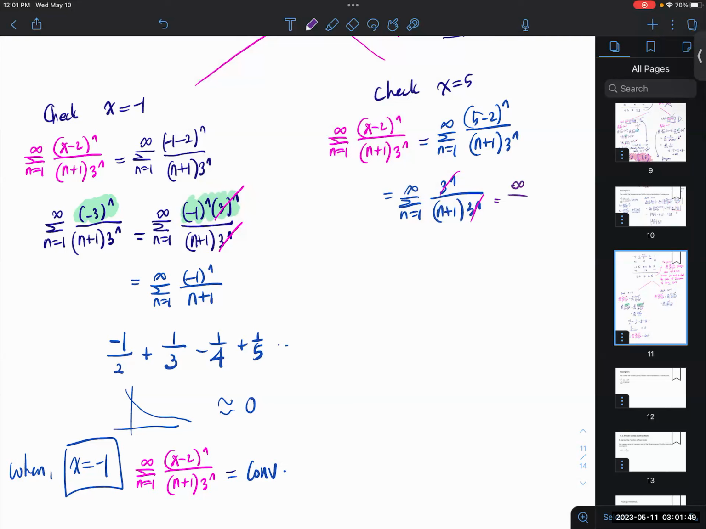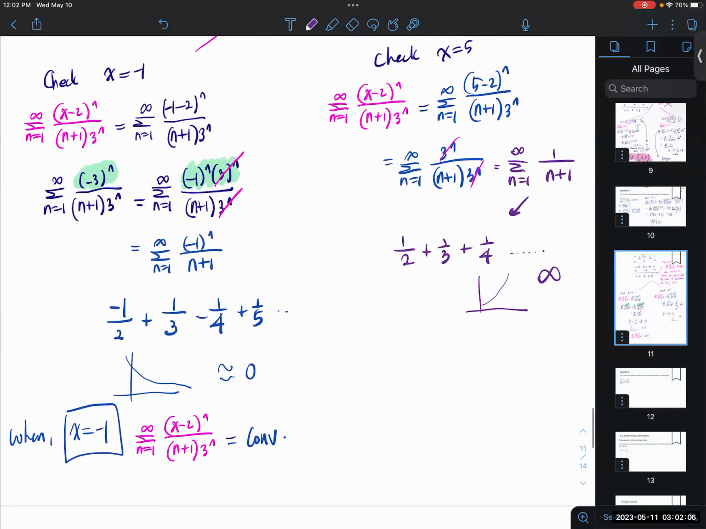So you have 1 over n plus 1. Oh, whoa. This is 1 over 2, 1 over 3. They're getting larger and larger. So they're getting larger. It's going to be infinity.